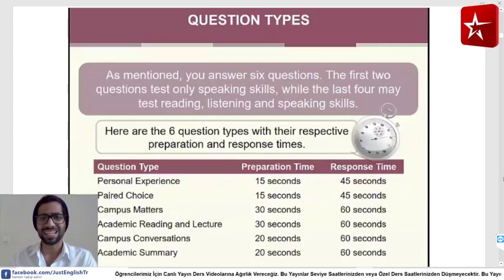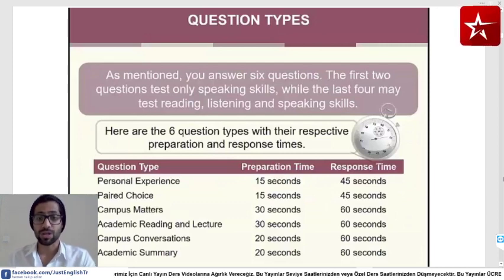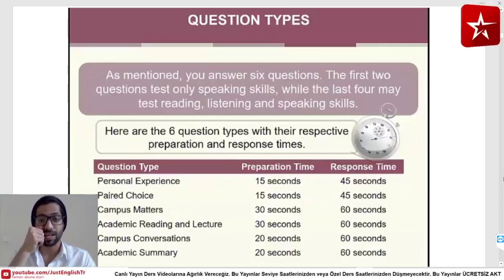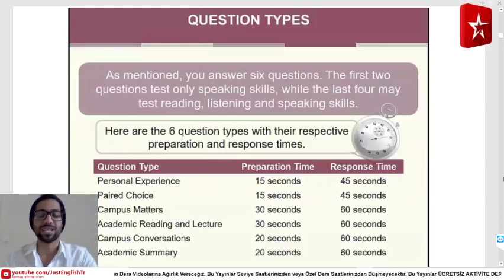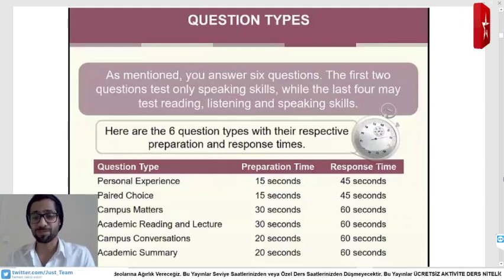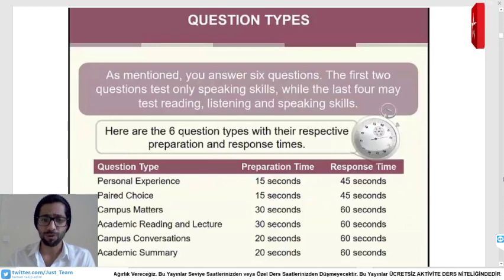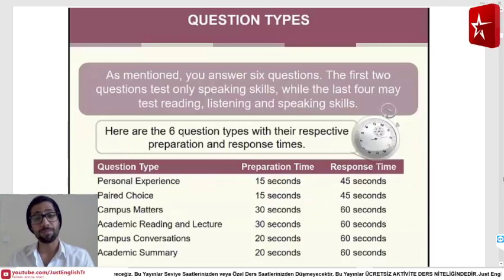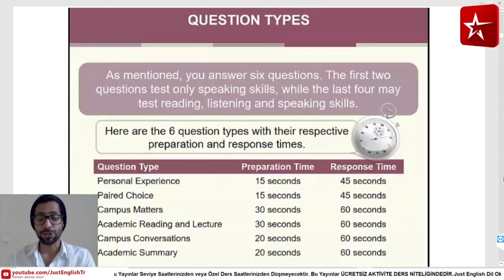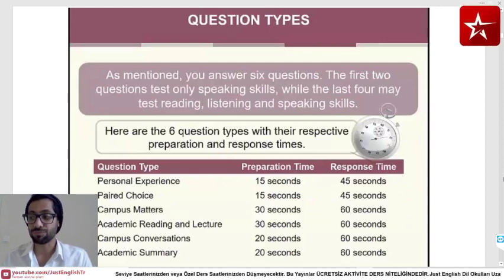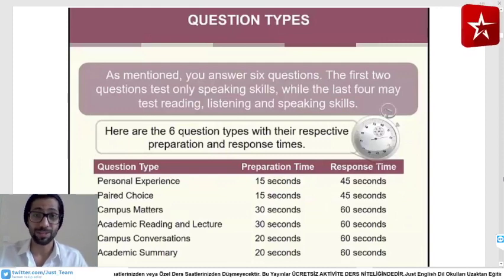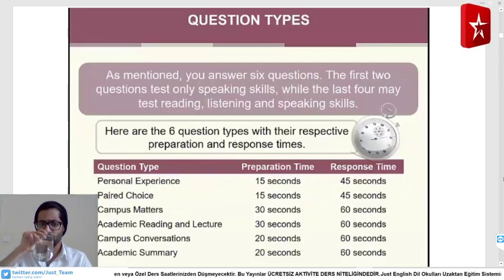First one is personal experience, paired choices. The preparation is 15 seconds, as I mentioned, and 45 seconds for an answer. Now, you would ask me why there is little time for preparation and response, because those are independent. You can answer them very fast. You will not have any problem with that. Excuse me.